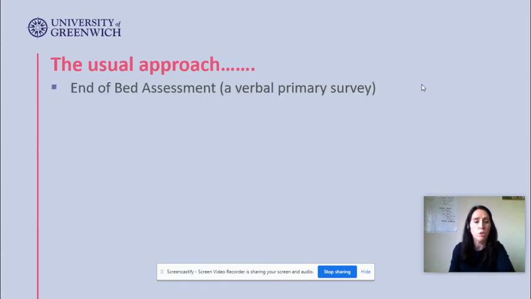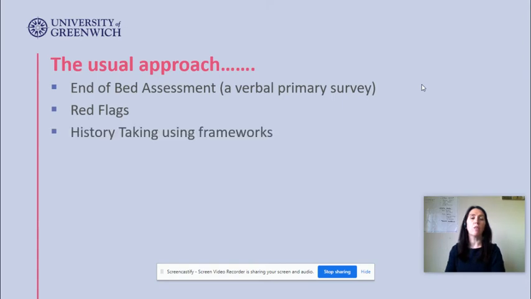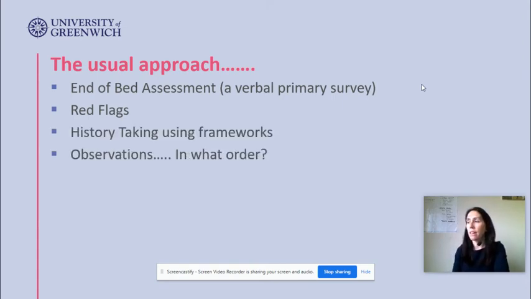All right, so as usual, end of bed assessments, the verbal primary survey. I want you to be doing this in class. I want to listen. I want to hear everything that you've got to say about the end of bed assessment. Have a look at red flags, history taking, observations. Again, I want you to be doing your best work.